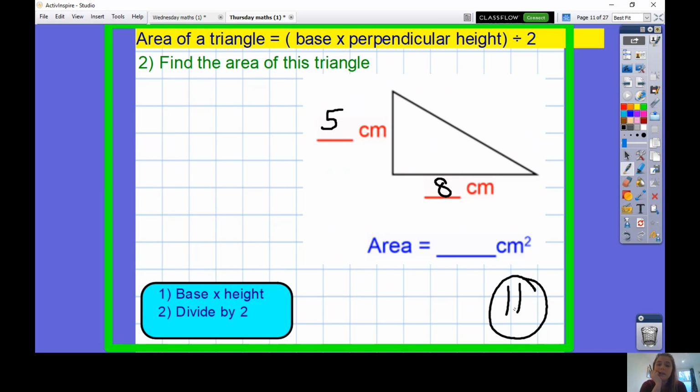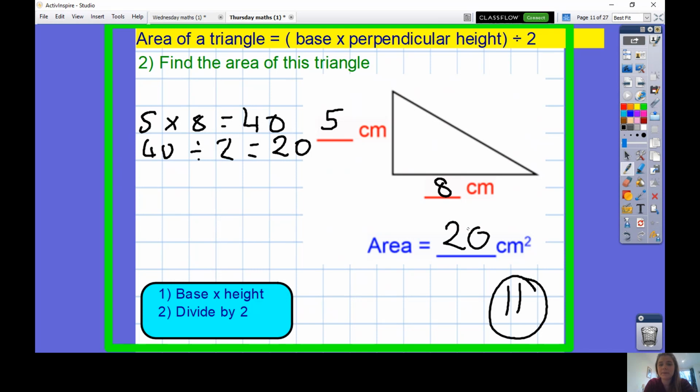The base times the height, then divide it by 2. Off you go. Right, so you need to have a go at this one first, and remember I always want to see both steps of your working out. Even though I can do 5 times 8 in my head, I'd write it down. 5 times 8 is equal to 40. 40 divided by 2 is equal to 20. My answer here would be 20 centimetres squared.